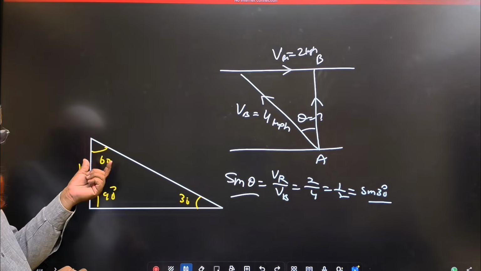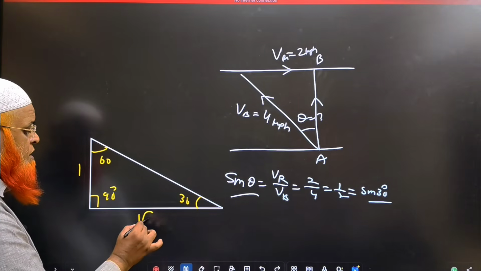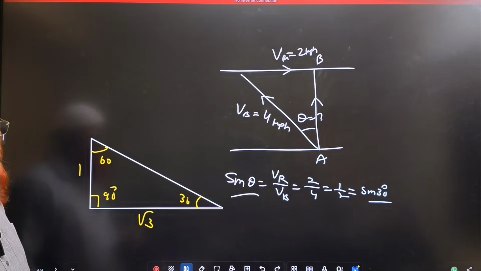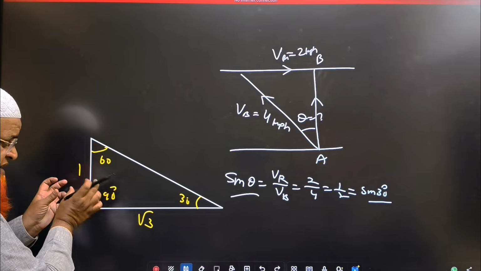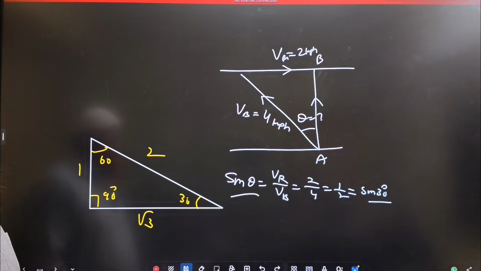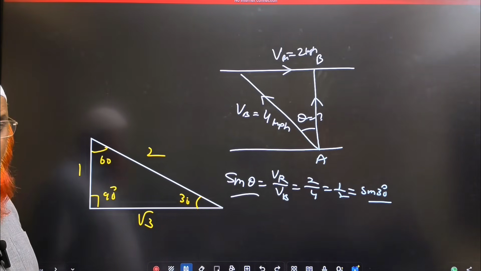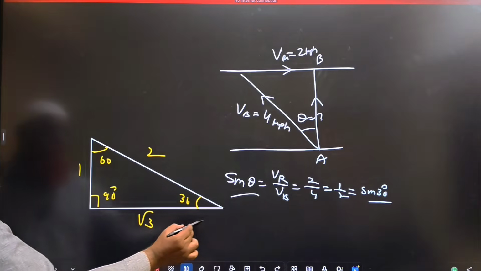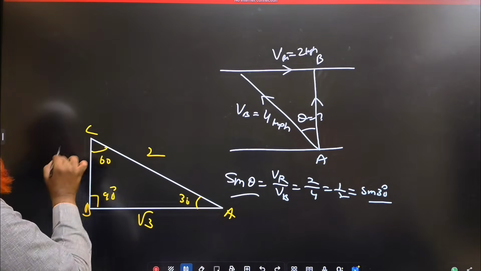इससे थोड़ा बड़ा 60, 60 का opposite is going to be root 3. And highest is 90, 90 का opposite side कितना है? 2 है. If this is 1, this is root 3, and that is 2. How? I'll prove it. According to this is going to be A, this is going to be B, and this is going to be C.